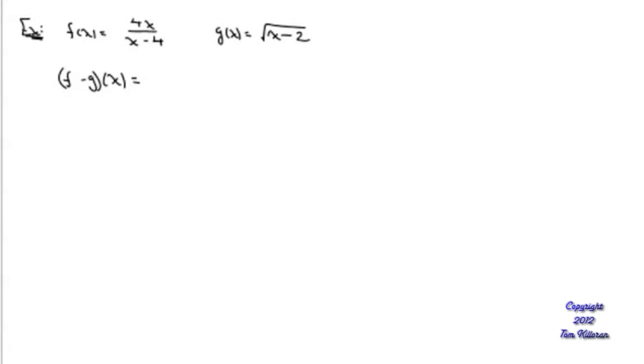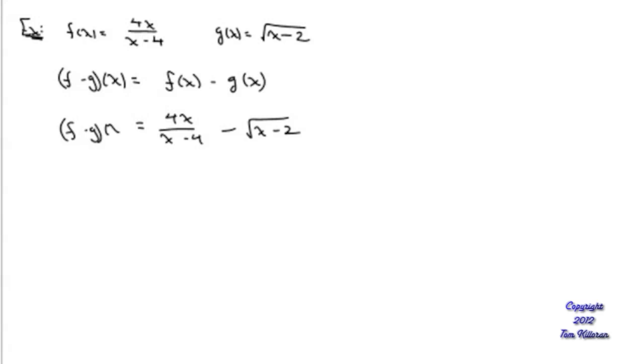I would suggest that you rewrite this as f of x minus g of x to get it out of the function notation and into individual functions. So then f of x becomes 4x over x minus 4. G of x is the square root of x minus 2. Now, generally, all you have to do is add, subtract, multiply, or divide functions. So the hard part of this is not actually doing the operation. The hard part is the second part of my question, which is, what's the domain of this new function?